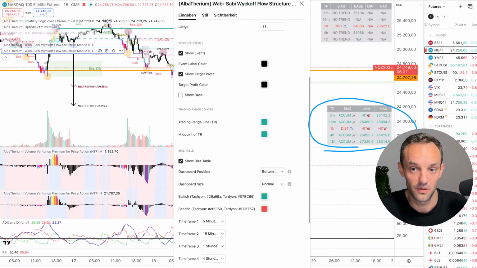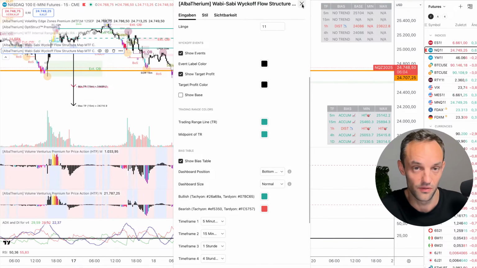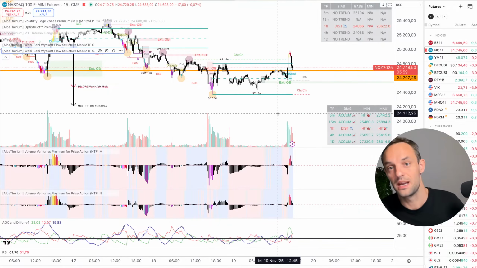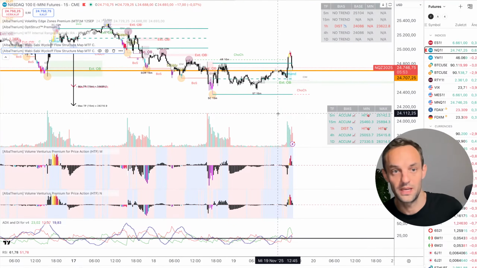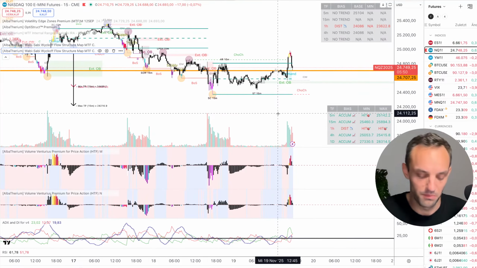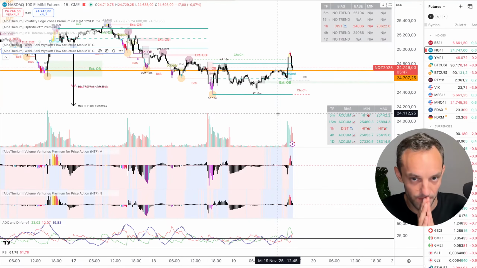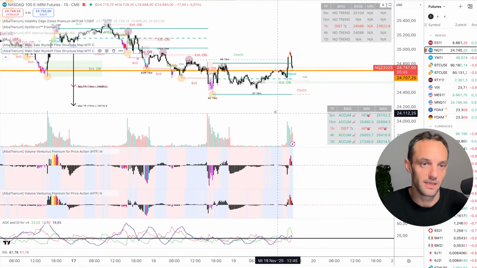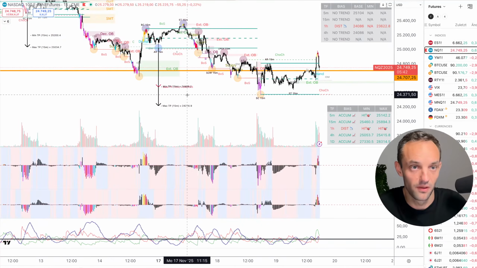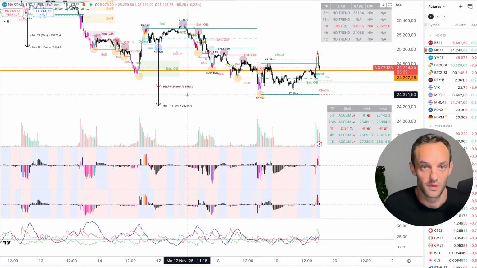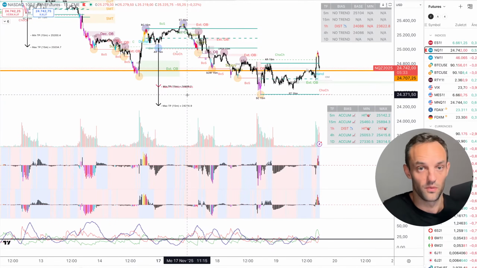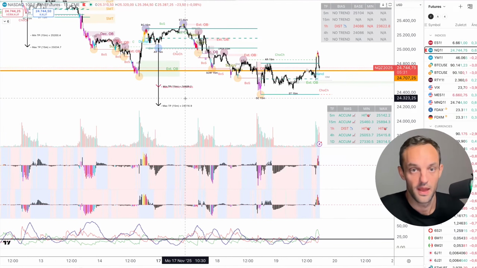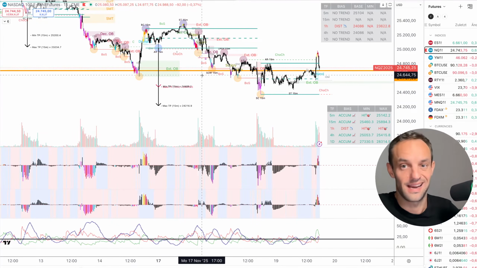So this table here at the bottom is the fast version of the Wyckoff indicator. This is the slow version of the Wyckoff indicator. You can say one is more for scalping, the other one more for swing. I would not make it like this because for me it's easier if we have both pointing in the same direction. Because if both are pointing in the same direction, we have more confirmation that the move will go into this direction, and we will hit the first target.